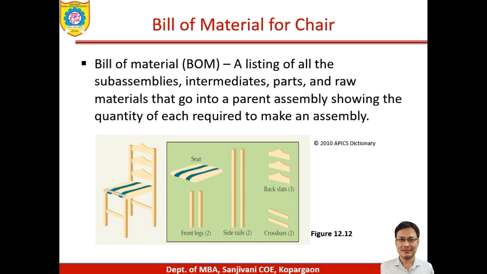A chair, a simple chair with the design as given in the picture can be disassembled or broken down into its individual components as seats, front legs, slide rails, back slats, and crossbars. So, bill of material of a chair can consist of these 1, 2, 3, 4, 5 components as given in the diagram.